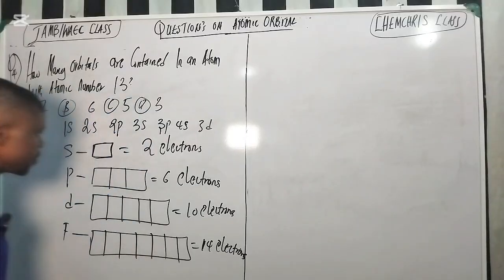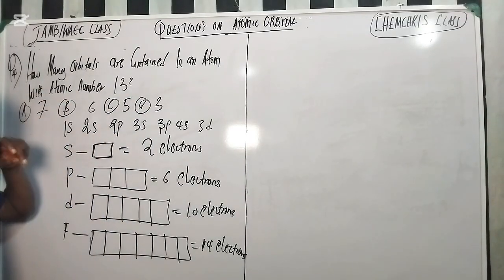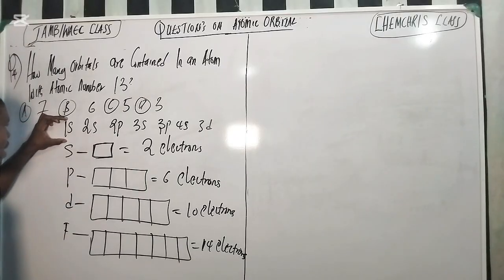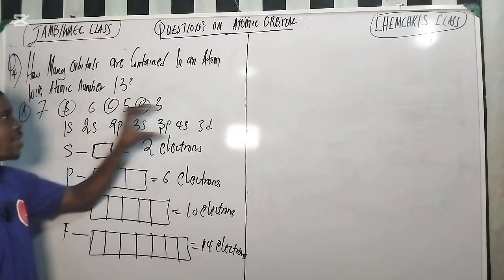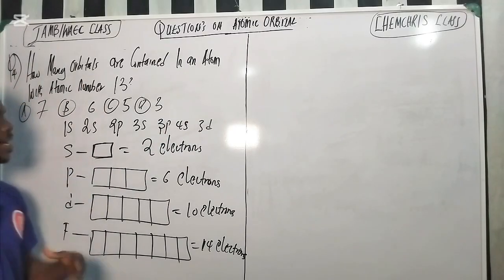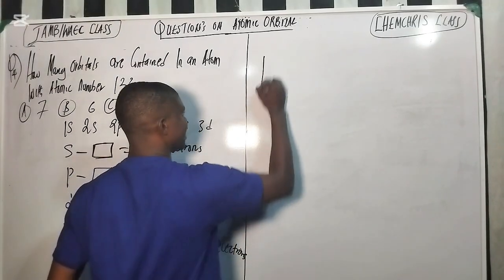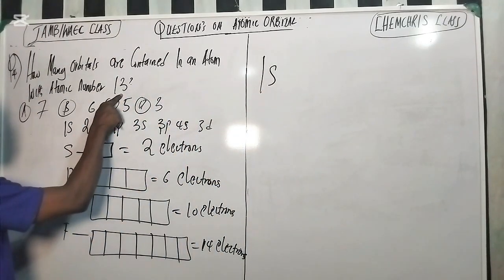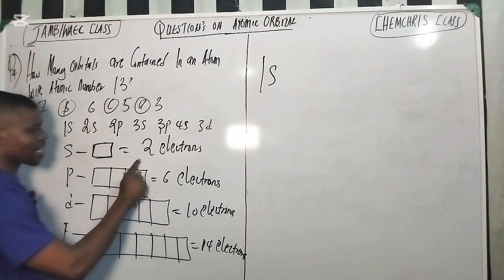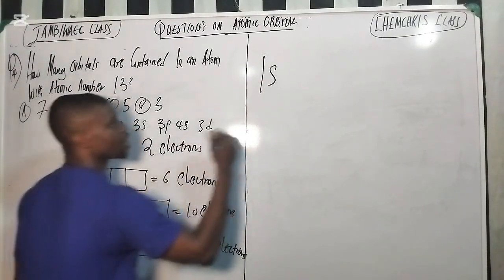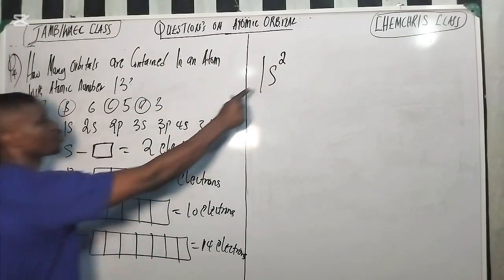Now we want to write the electronic configuration for this one. We understand here we have 1s, 2s, 2p, 3s, 3p, 4s, 3d. To be able to answer this, you must first write the electronic configuration. So let's take 1s. Remember here we have an atomic number of 13. How many electrons will come here? Remember s can accommodate only 2 electrons. So here we have 1s2. Out of the 13, I have used 2.